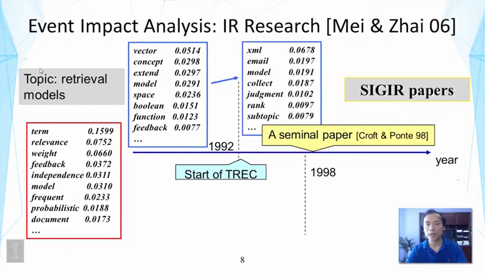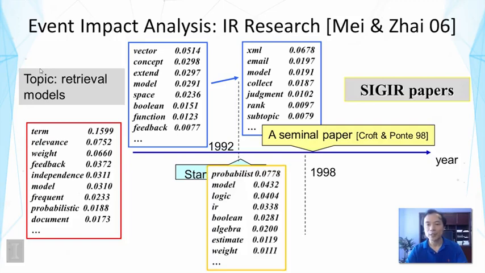But after TREC, apparently the study of retrieval models involved a lot of other words that seem to suggest some different retrieval tasks. For example, email was used in some enterprise search tasks, and subtopic retrieval was another task introduced later by TREC. On the bottom, we see the variations that are correlated with the publication of the language model paper.